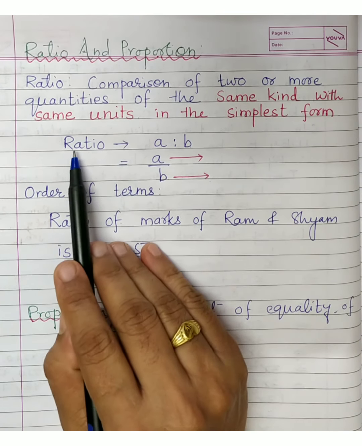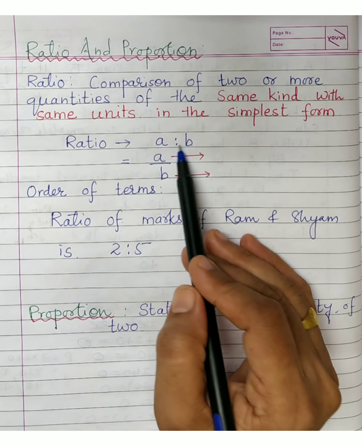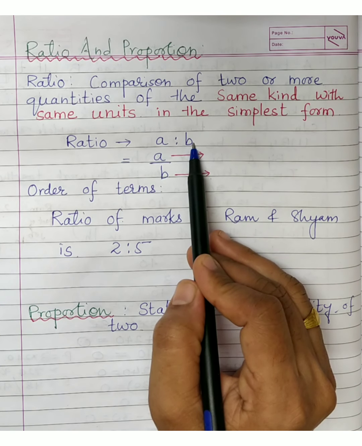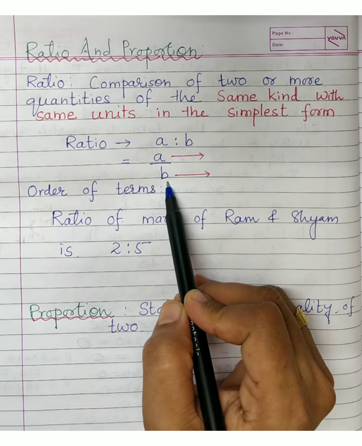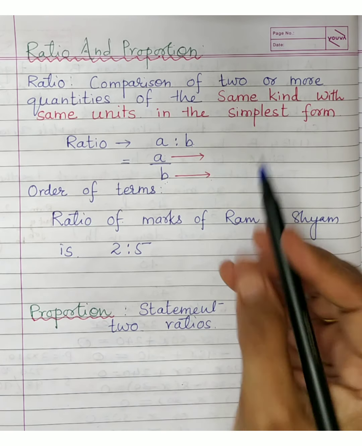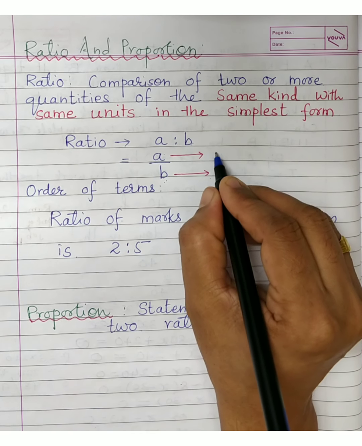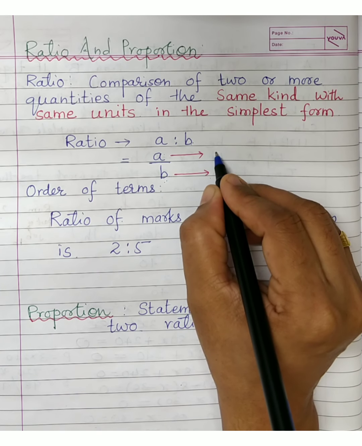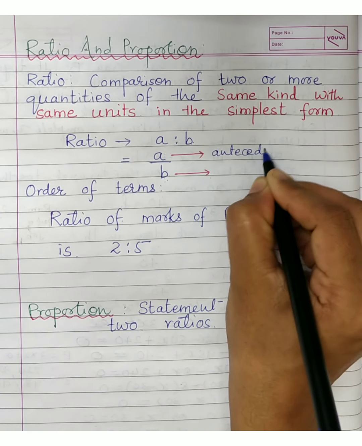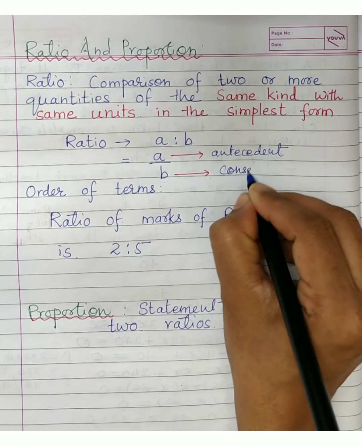And how do we write a ratio? Suppose any two quantities are there, A ratio symbol B. How do you write? A is to B. You can write it as a fraction also: A upon B. Here A is the first term, B is the second term. You can also call A the antecedent, okay, and B is known as the consequent.